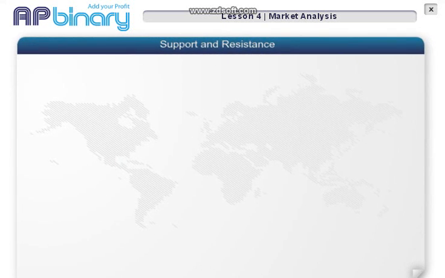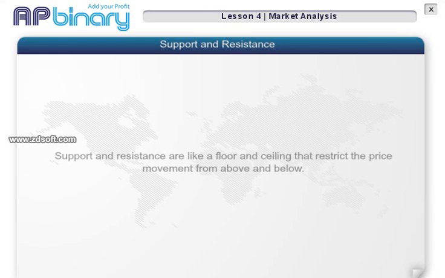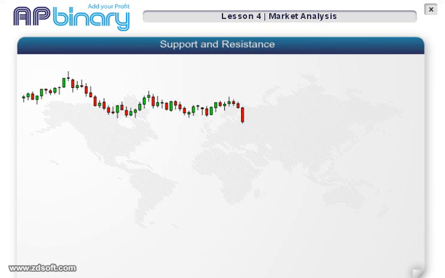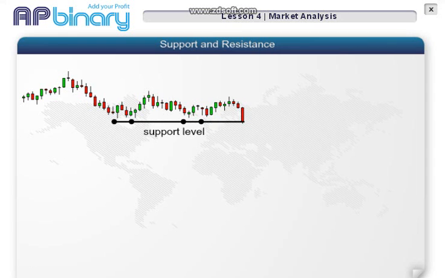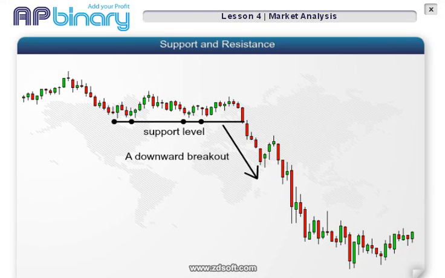The foundation of technical analysis rests on identifying support and resistance levels. Support and resistance are like a floor and ceiling that restrict the price movement from above and below. A support level is a price level at which the asset tends to stop moving downwards and then reverses direction and starts moving back up. The support level is represented in the diagram by a horizontal or near horizontal line that connects several troughs. The more troughs on the same price level, the stronger the support level. Usually, when a breakout of a strong support level occurs, the trend reversal can be expected, with the price continuing to move in the direction of the new trend.